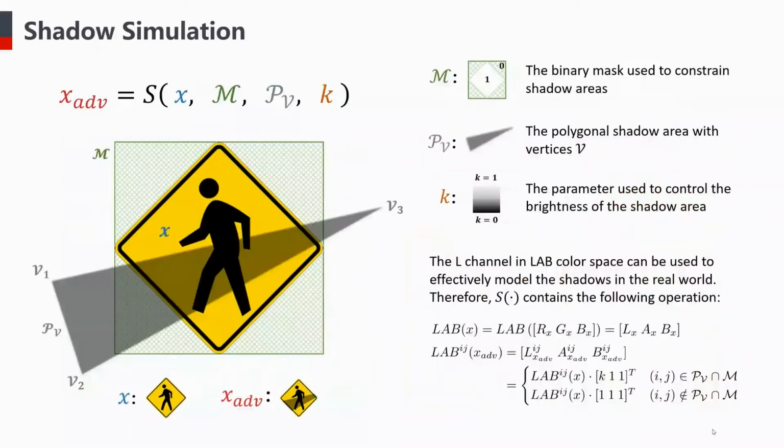To simulate shadows in a digital image, we need a binary mask M to constrain the shadow areas, a set of vertices V which determines a polygonal shadow area PV, and a coefficient K used to control the brightness of the shadow area. Since the L channel in lab color space can be used to effectively model the shadows in the real world, we can simulate shadows by simply multiplying the corresponding L channel with coefficient K.